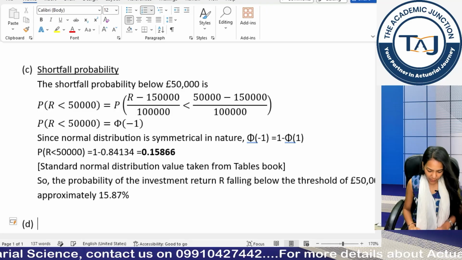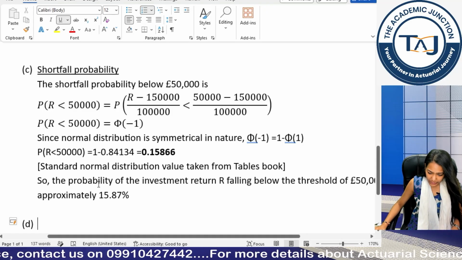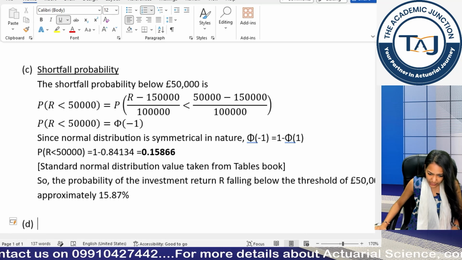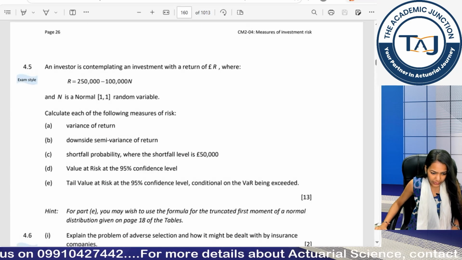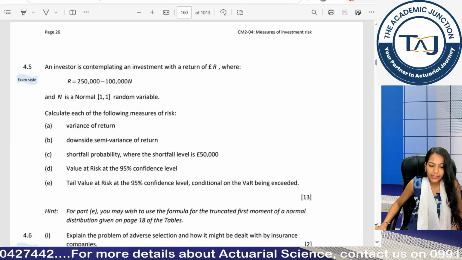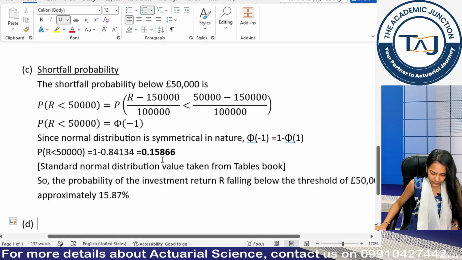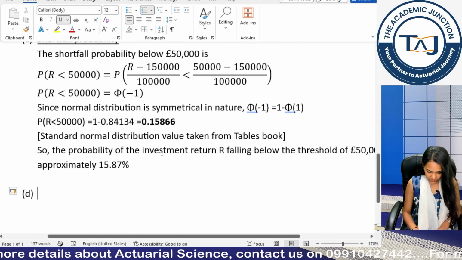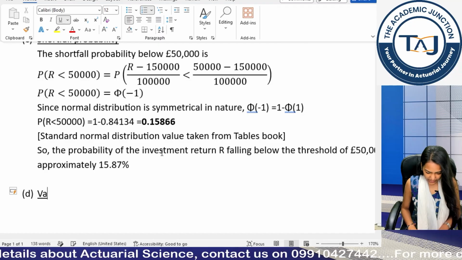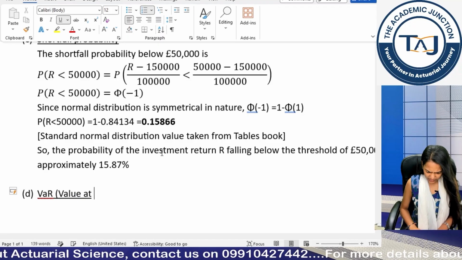Now let's move forward to our D part. What we have to calculate in D part is VAR. So we have to calculate the value at risk at 95% confidence interval. So let's do it as well. So we have to calculate, either you can write VAR or you can write value at risk in full, it's completely up to you.